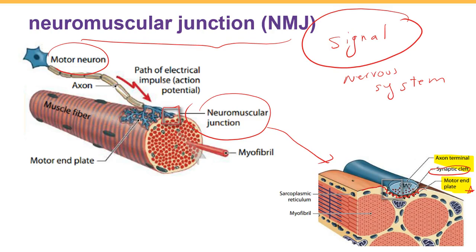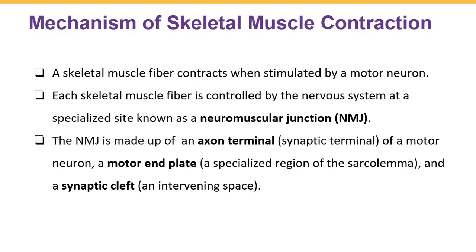So the neuromuscular junction is like the communication bridge between the nerve and the muscle, making sure the muscle only moves when the brain wants it to. When we're talking about the mechanism of a skeletal muscle contraction, the first thing you have to remember is that we need stimulation from a motor neuron, which is part of our nervous system. It's going to send the signals to the skeletal muscle cell.